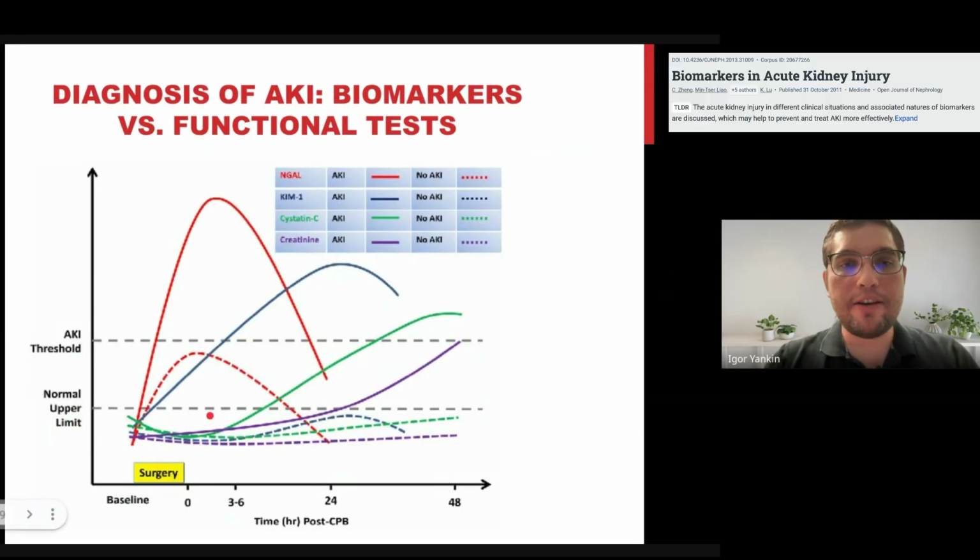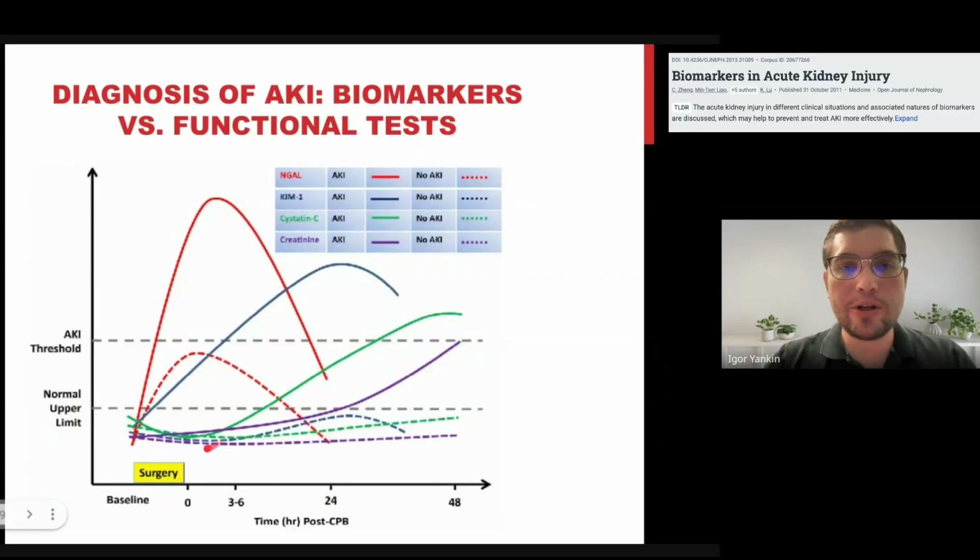I think this graph is really helpful to conceptualize the difference between the two and why biomarkers have become more popular and why people want to research them and potentially introduce them to clinical practice. If you look at this graph, on the y-axis, you see different levels of concentrations of different functional markers or biomarkers and the AKI threshold. Once they reach this level, that means the patient has AKI. On the x-axis, you see the timeline from baseline to 48 hours out.